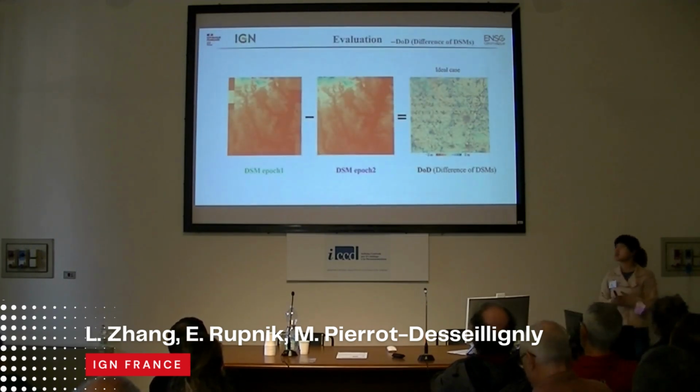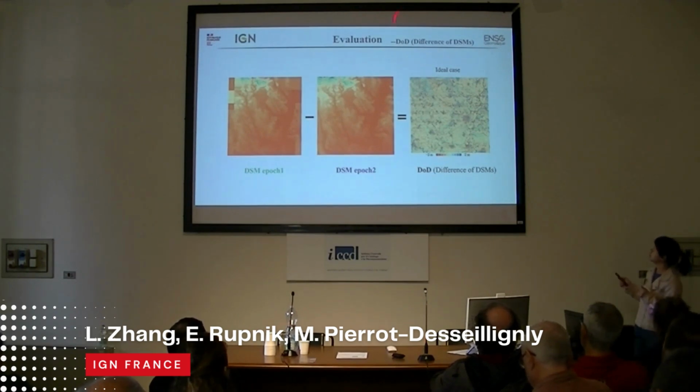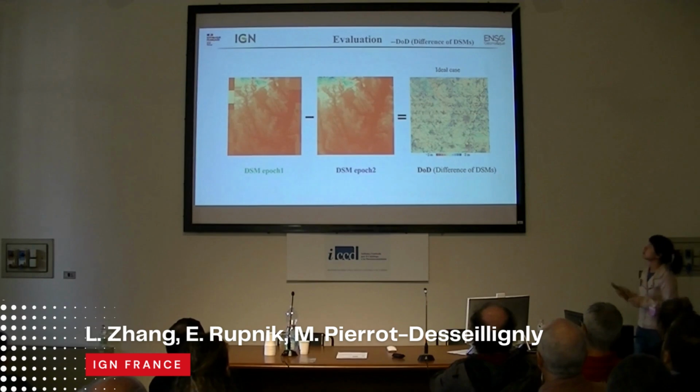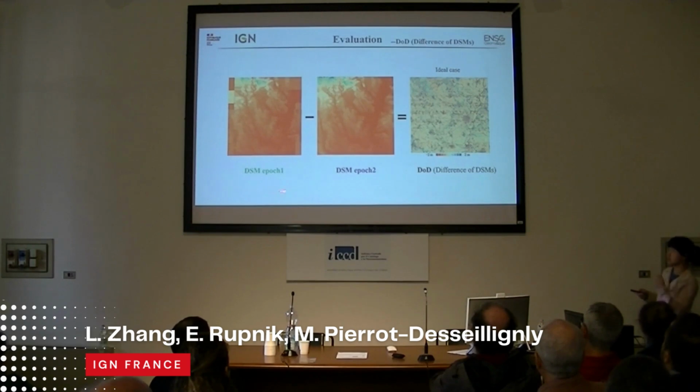Before we get into the details, I'd like to introduce the concept of DOD, which means difference of DSM, as already presented in Arnold's presentation. After we use our pipeline to retrieve the matches between different epochs, we will regenerate the DSM in different epochs, followed by a subtraction to get the DOD.